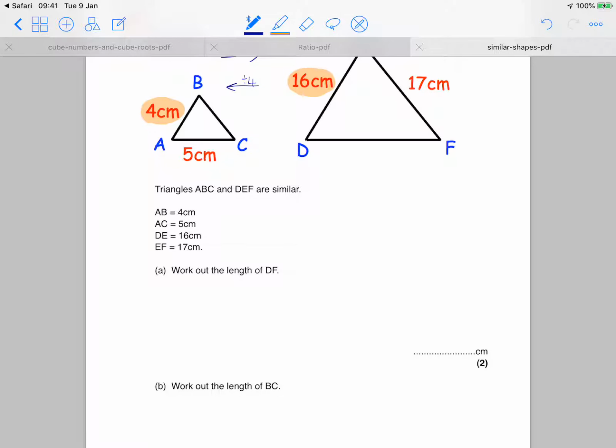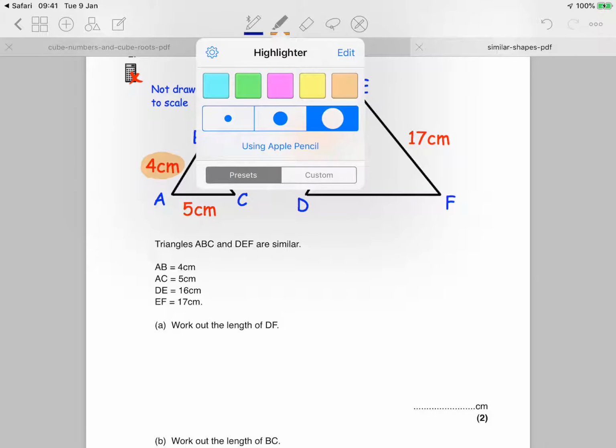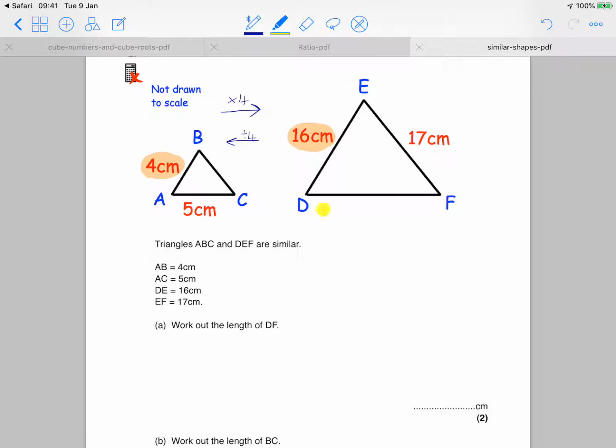Part A asks for the length of DF. So I look on the picture for a pair of corresponding sides, and I can see DF here goes with 5 centimetres. So I use that 5 centimetres to help me. AC times by 5 would make the length of DF. So 5 times by 5 tells me that DF is 25 centimetres long.